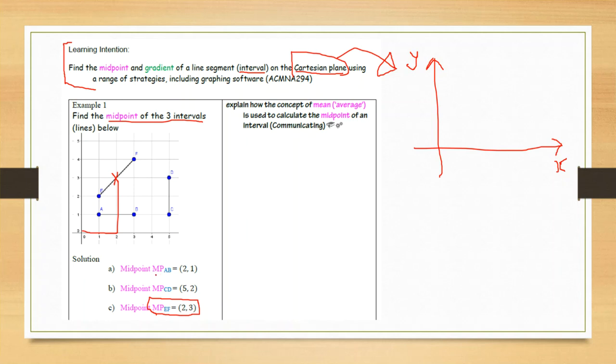So midpoint AB is this one. So the middle is here. So for this one, we go across 2 and up 1, which is this point here, 2, 1. The midpoint for CD is here. So we go across 5 and up 2. So it's 5, 2.